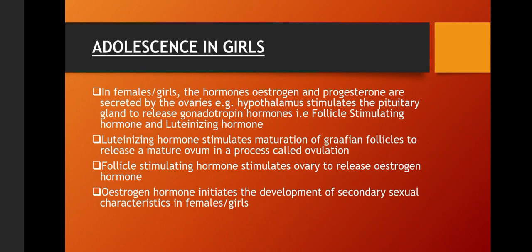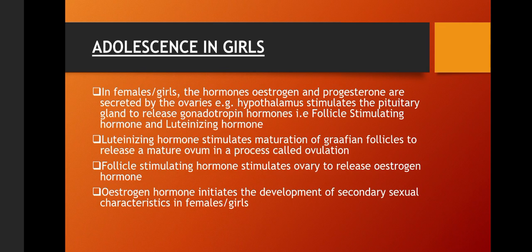Now, I want us to look at the adolescent stage in girls. And I want you to note that just like we have seen in boys, normally the hormones will play a major role in the emergence of these characteristics that we are calling secondary sexual characteristics. And again, the part of the brain that we are calling hypothalamus will have a role to play. Normally, at puberty in girls, which normally takes place at an age of 12 years, the hypothalamus will stimulate the pituitary gland to release gonadotropin hormones.